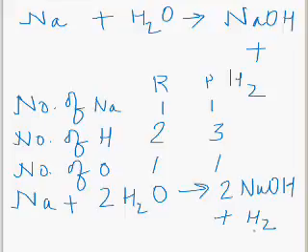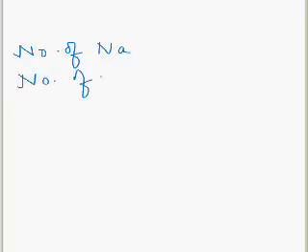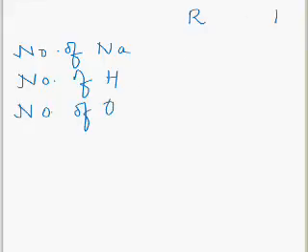So again we will count the number of all the atoms on reactant side as well as on the product side. Number of sodium atoms, number of hydrogen atoms, and number of oxygen atoms on reactant side and on product side.